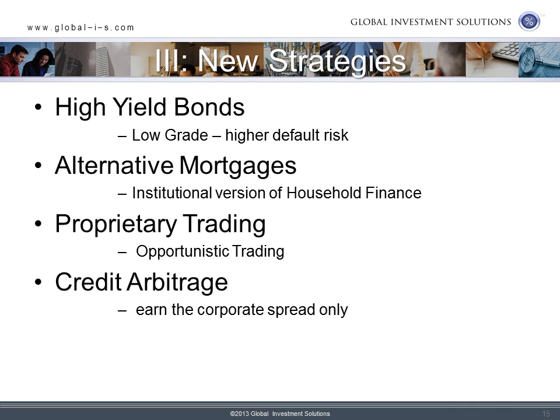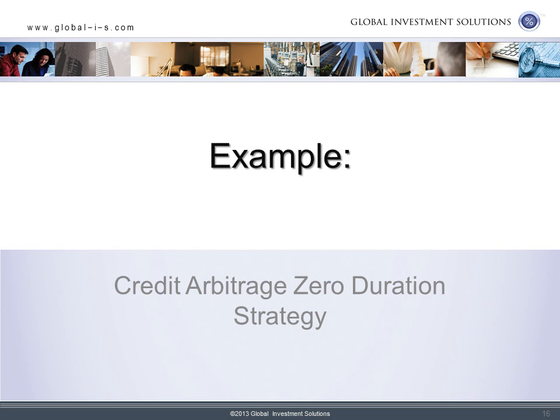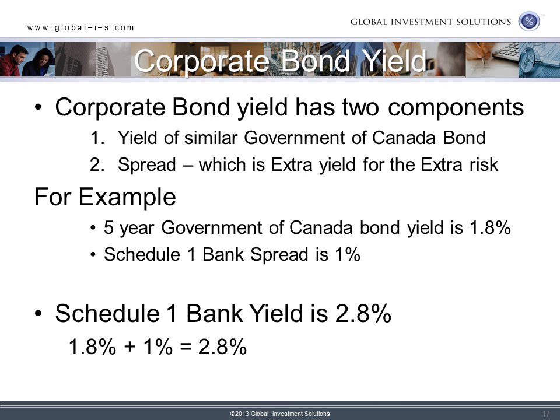The last one is credit arbitrage, and that's the one we're going to use today just as a way of highlighting one example of some of these new strategies. But these new strategies are things that you should research for your organization. The example today is the credit arbitrage zero duration strategy. The goal is to show you one example of something you can do that's new and innovative, yet using proven methodology. And this is not the solution, but it may be a part of the solution for you.